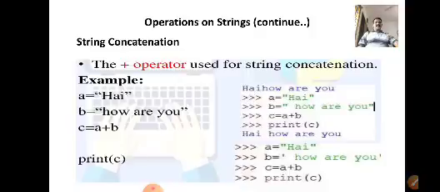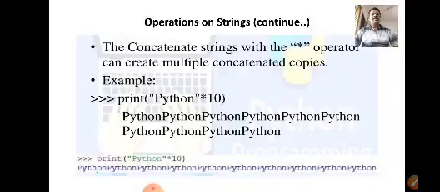String concatenation. The plus operator used for string concatenation is nothing but a joining of two strings, joining two substrings to make a single string or a main string. Concatenation is nothing but a joining of two strings. Example here: A variable contains "hi", B variable contains "how are you", C is equal to A plus B. So that concatenates "hi" and "how are you" into a single string. So then, hi, how are you? So it is a concatenation using the plus operator.